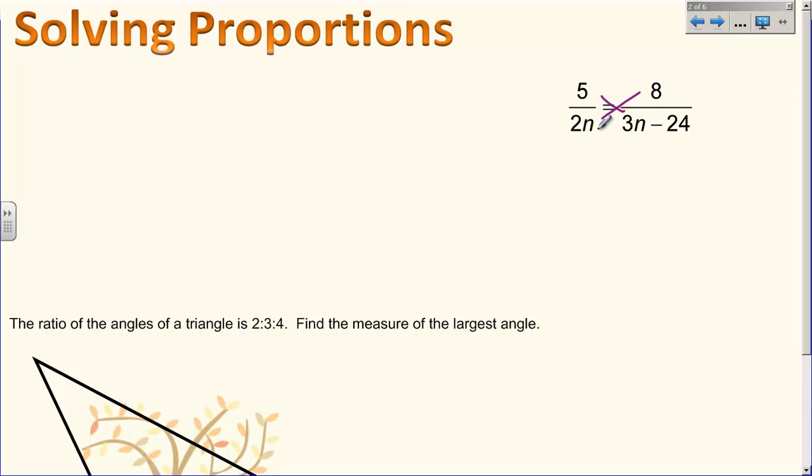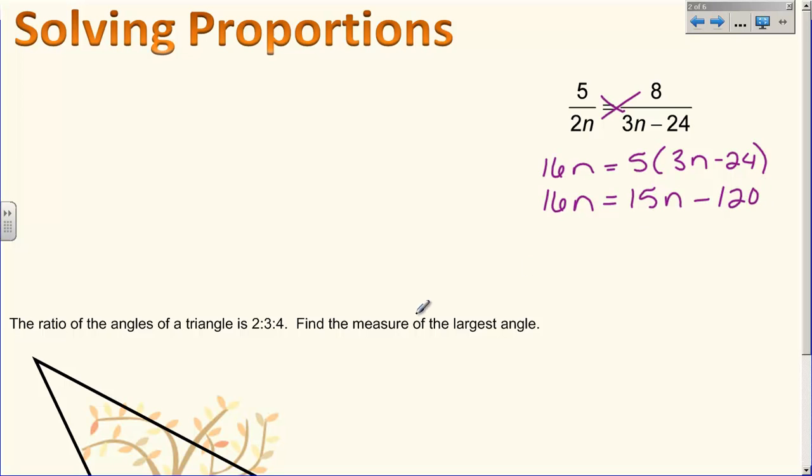So we're going to cross multiply this direction first. So 2n times 8 is 16n. And then this direction, I have to do 5 times this whole thing. So I have 5 times the quantity 3n minus 24. Well, I have to distribute over here. So I have 16n equals 15n minus 120.